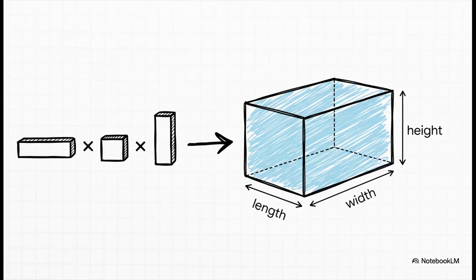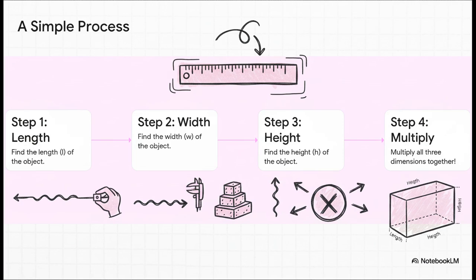And here's the best part. The formula for finding its volume is just so simple. It's just the length times the width times the height. That is it. So elegant and so powerful. So really, it all comes down to a super simple four-step process. You find those three key measurements, length, width, and height, and then you just multiply them all together.